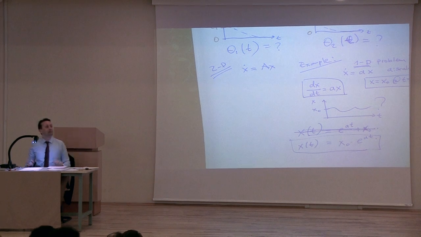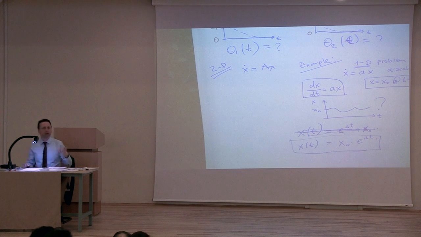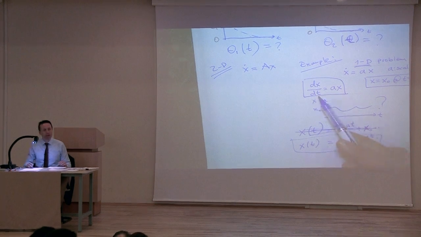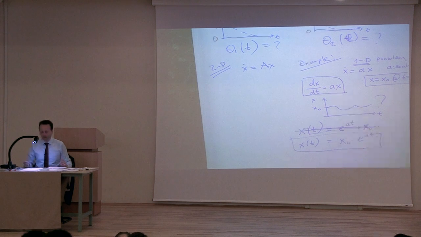dx over x is equal to a times dt, then I take the integral on both sides. So you took an integral, okay. And how did you separate the variables? Basically, I took the x to the left hand side, and then I took the dt to the right hand side. So on the left hand side I have the x variables, and on the right hand side I have the t. Okay, that's one way of doing it.